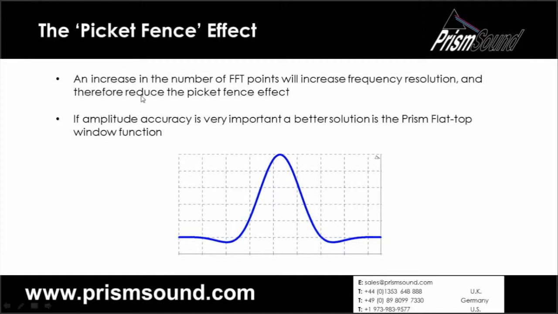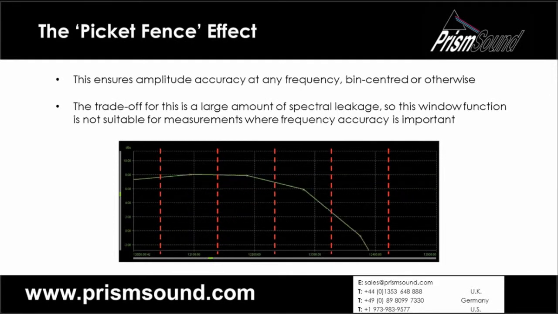So here in the animation, it's exactly the same input signal, and you can see now that as we sweep the frequency, it stays almost constant at 8 dBu. But the trade-off for this is a much higher amount of spectral leakage. As you can see, the peak itself is much wider and rounded, and you can't as easily tell exactly what frequency we're at. So I'll give you guys a demonstration of this now.